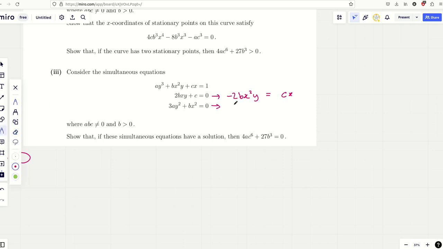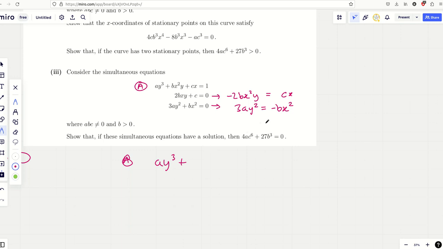And the second one, well, 3ay squared is minus bx squared, yeah? Now, why do I want to do that? Well, because then I think I'm in a strong position to actually get rid of all of the letters of one type here. If we just look at this and call this one a, I thought, well, okay, first I can see that ay cubed plus, okay, bx squared y plus cx equals 1.